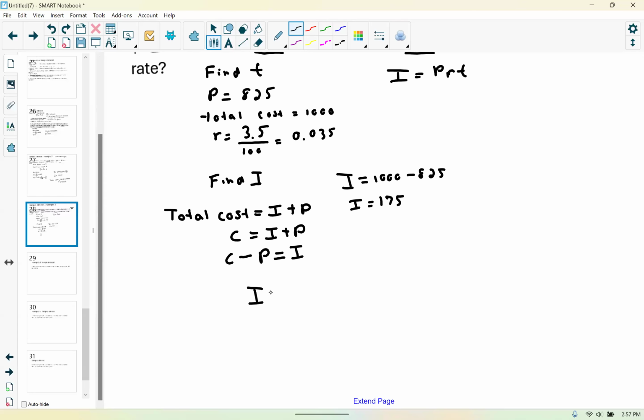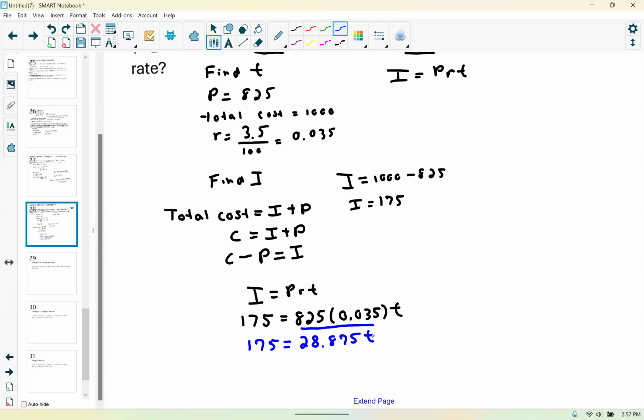So I'm gonna have I equals PRT. I'm gonna plug 175 in for the interest. I'm gonna plug 825 for my P, my rate of 0.035, and then I'm gonna leave it as T. Okay, and if you want to make it X, because T is kind of hard to see, that's fine. Okay, we're gonna first multiply these, simplify anything we can on one side of the equation. This gives us 28.875 if I multiply those.